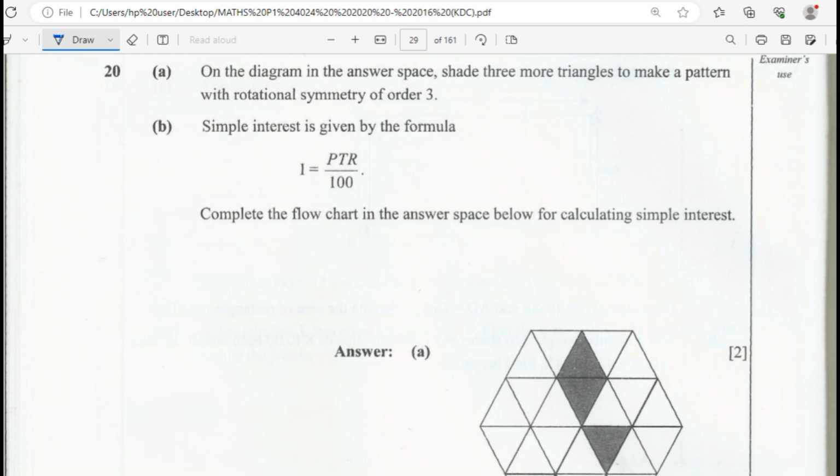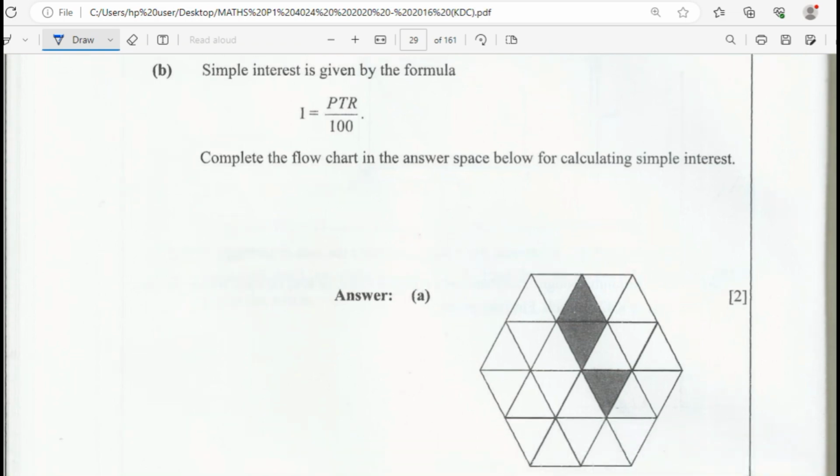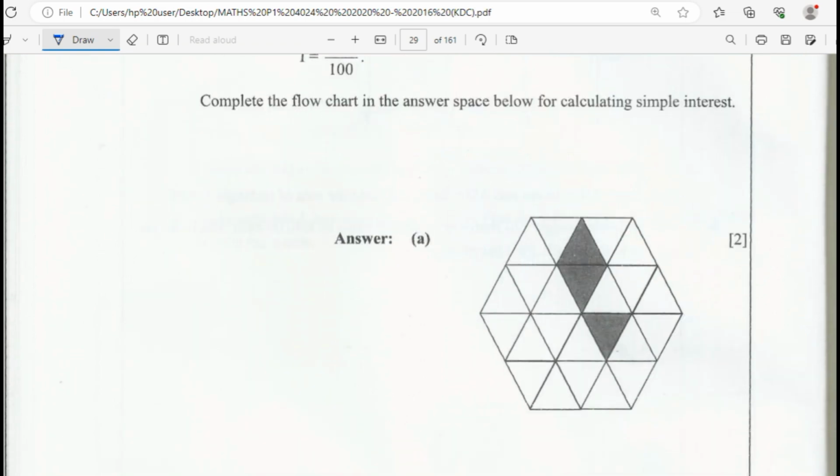Okay, so now we move on to question 20. Question 20a: on the diagram in this answer space, shade 3 more triangles to make a pattern with rotation symmetry of order 3. Now, sometimes the whole mathematics paper 1 is not about a calculator; sometimes you may not even be given one.